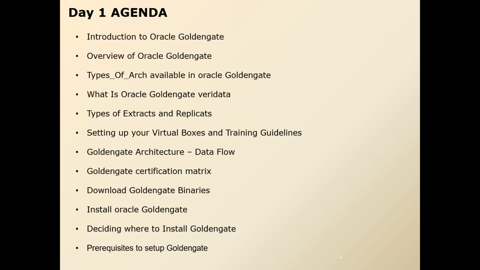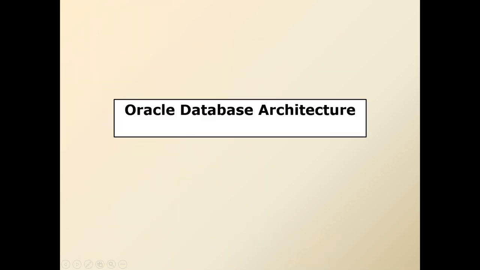Next we'll be discussing deciding where to install Oracle GoldenGate. Like what is GoldenGate Hub? We are going to discuss that as well during the session. Then prerequisites to set up GoldenGate. Now, if time permits, we'll be discussing this part as we'll include this part as well. Okay, so this is the Day 1 agenda. Today we are going to discuss that. So are we all set? Let us start.